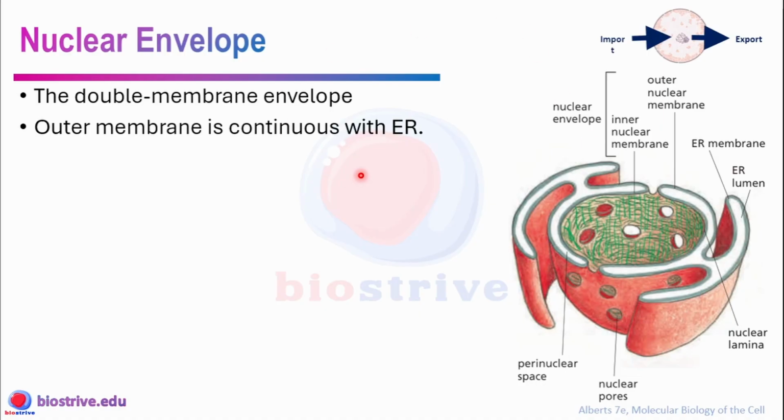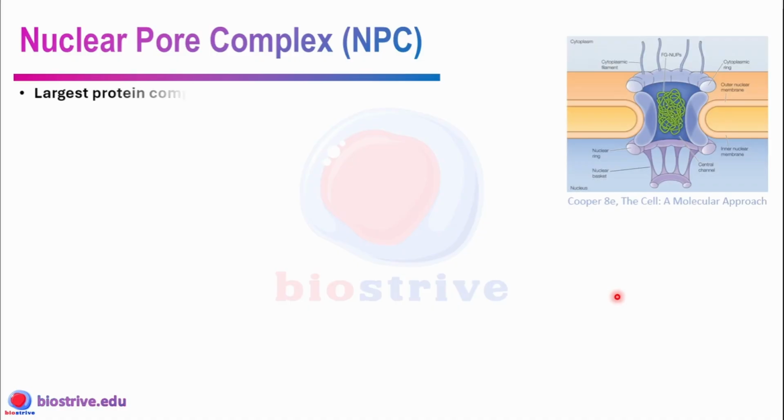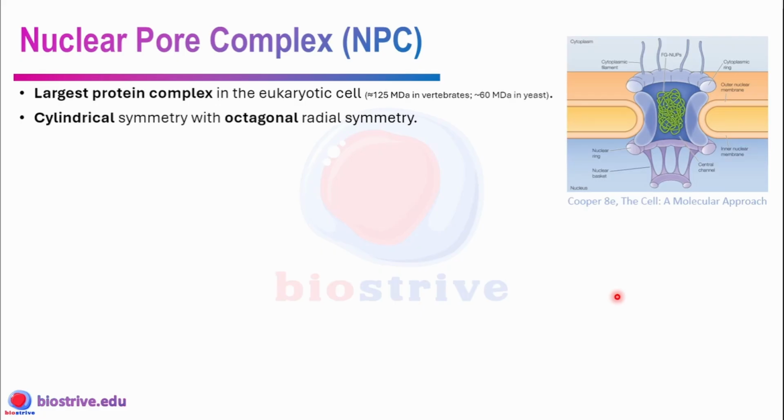ribosomes are attached to it, we call it a rough endoplasmic reticulum. You can see here are numerous nuclear pores which are made up of the nuclear pore complex, NPC. A nuclear pore complex is a large protein complex which is made up of 30 different nucleoporins. It is a cylindrical structure, as you can see here, and it has an octagonal radial symmetry.